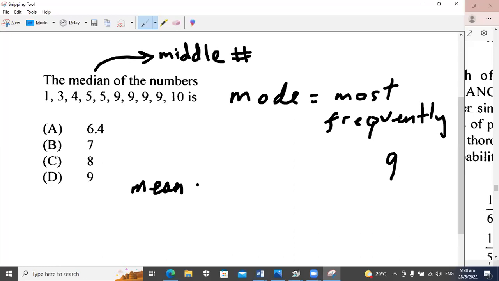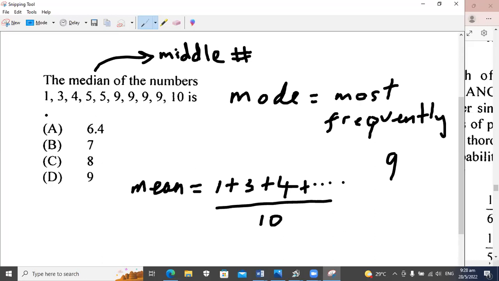Now the mean is where you add up all of them. So it's going to be 1 plus 3 plus 4 plus dot dot. And then you divide it by the amount of numbers. And how many numbers do we have? 1, 2, 3, 4, 5, 6, 7, 8, 9, 10. Right. And that's how you find the mean, the average.